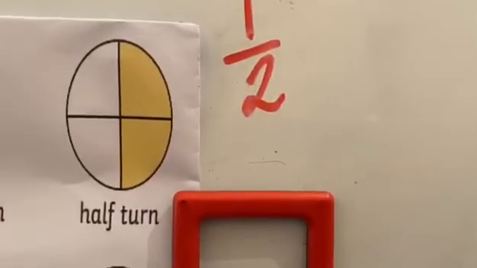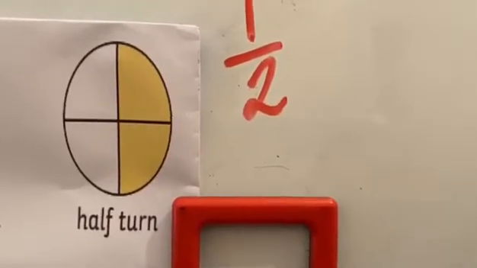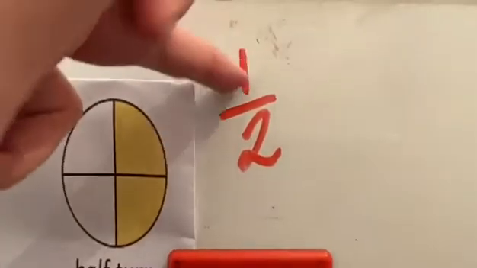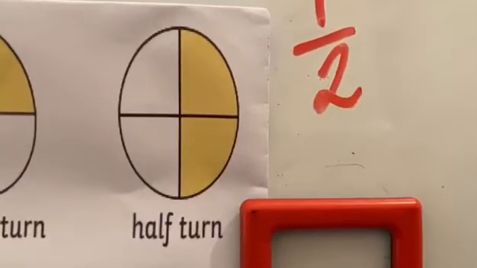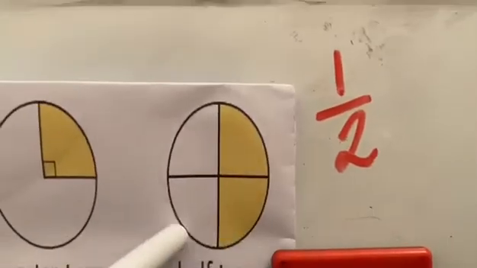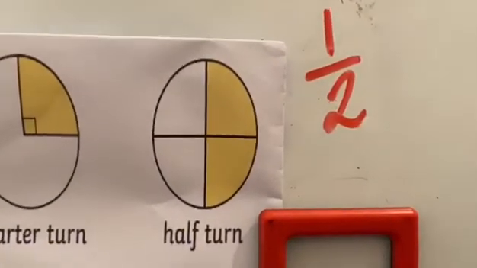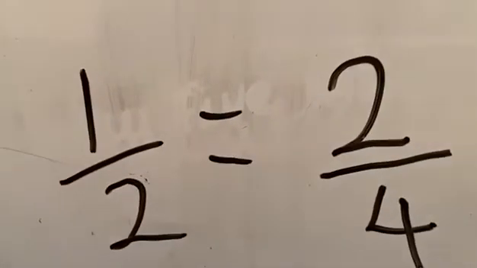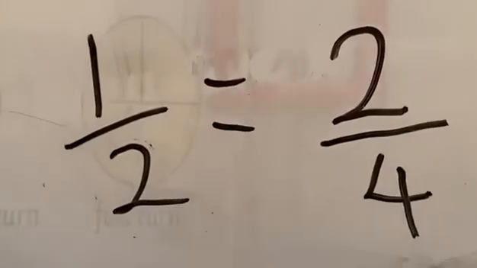We also have a half turn, and that is rotating halfway around the shape. As you can see, I've got my fraction over here. This says half, but you might have noticed that my shape here is divided into 4 pieces. 1, 2, 3, 4, and 2 of them are shaded. I wonder why that is. Oh yeah, that's because half is equivalent to 2/4. That means it's the same.